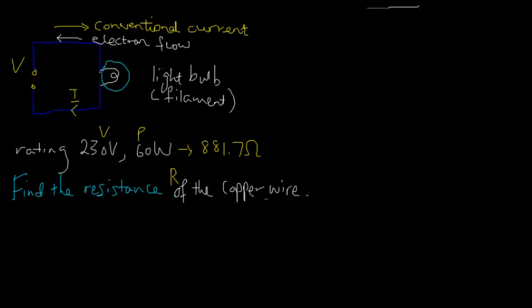Well, let me start by writing down an equation about the resistance of a piece of material or wire. Okay, the equation looks like this. R is equal to rho L over A. Now let me explain what this means.